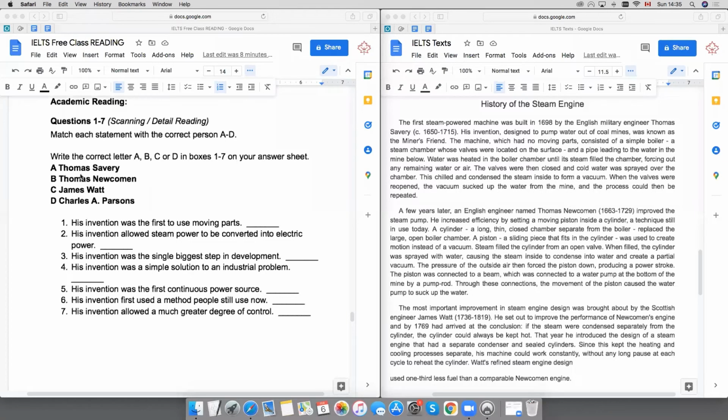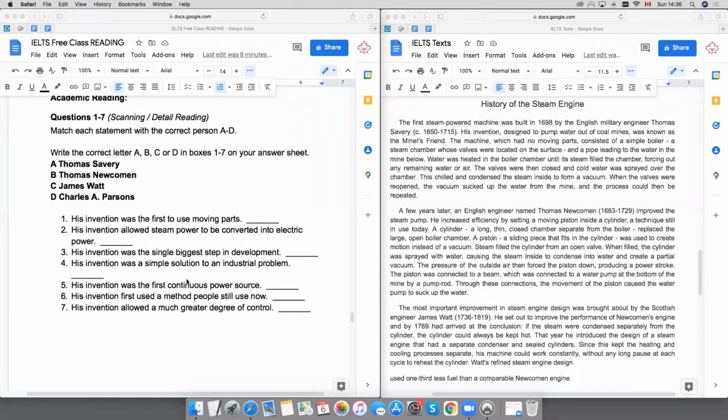We are matching the individual person, or it seems as if maybe they're inventors of some kind, with what they've done or with information about their invention. So we said last time that we don't always want to use the information that comes to us first, but in this case, if we look at the information below, his invention was the first to use moving parts. There's no real good keywords there. Allowed steam power to be converted into electric power. These aren't really keywords, these are details. So rather than focusing on the details, we want to go general, and we're going to use these names.